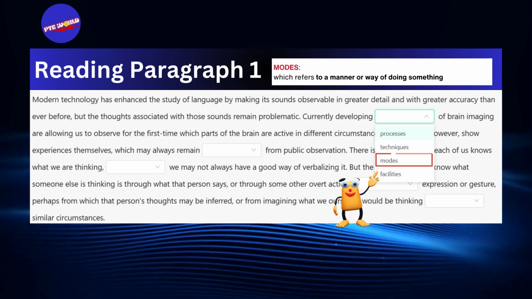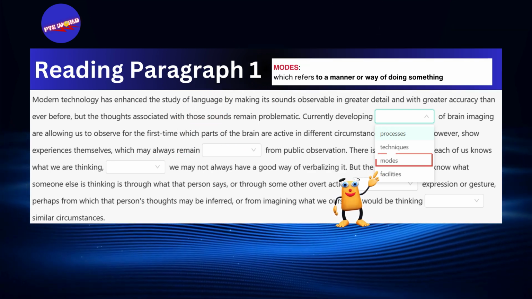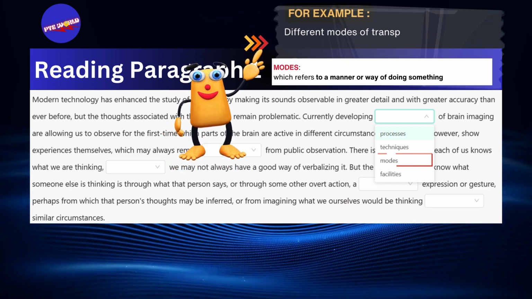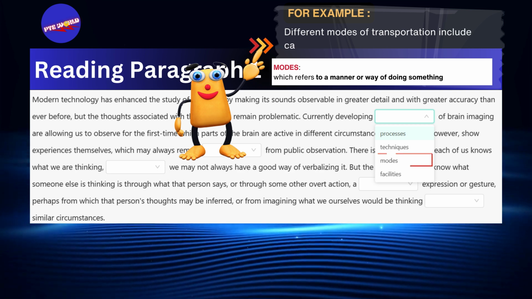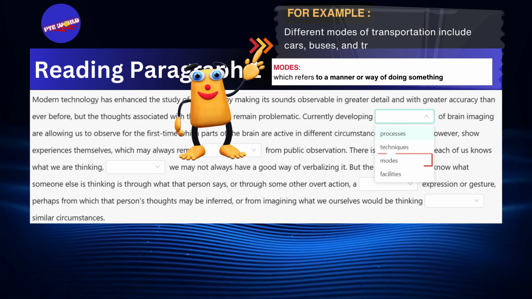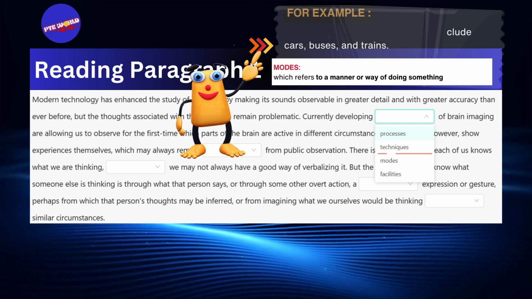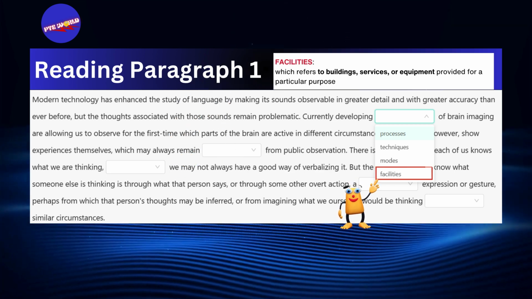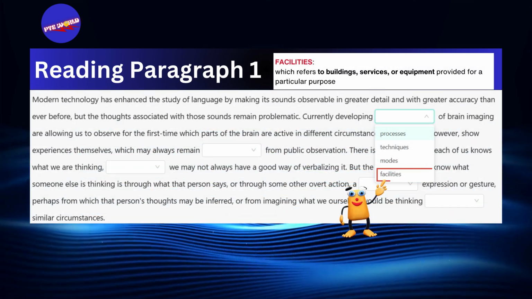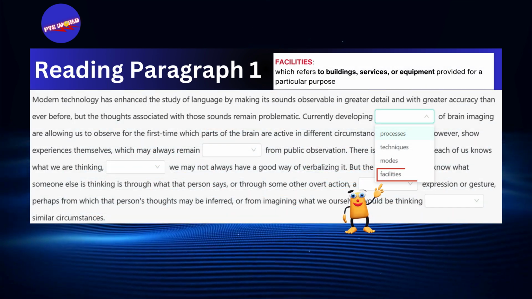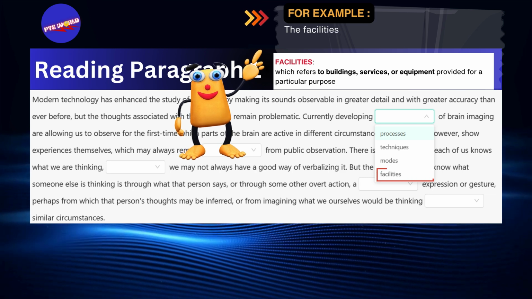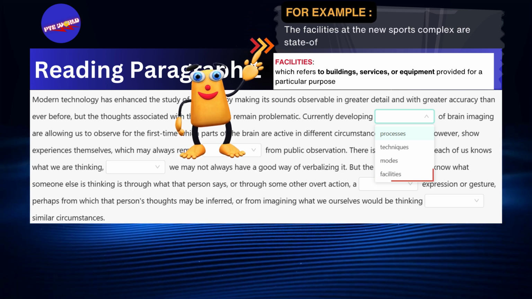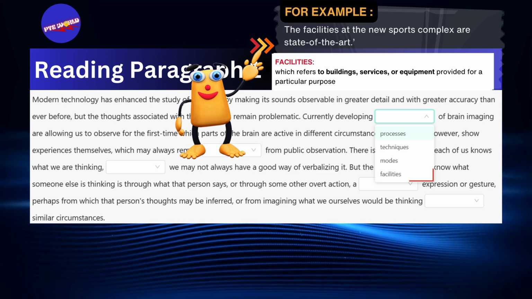Second is modes, which refers to a manner or way of doing something. For example, different modes of transportation include cars, buses, and trains. This is less specific than techniques. Third is facilities, which refers to buildings, services, or equipment provided for a particular purpose. For example, the facilities at the new sports complex are state-of-the-art. This doesn't fit grammatically in this context.